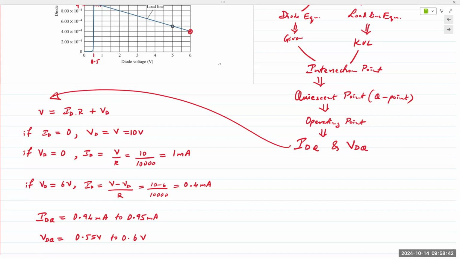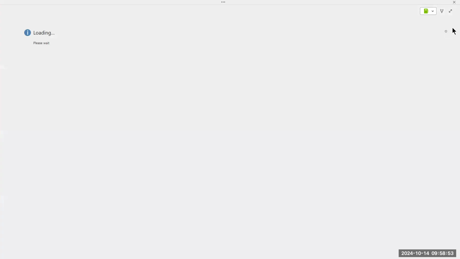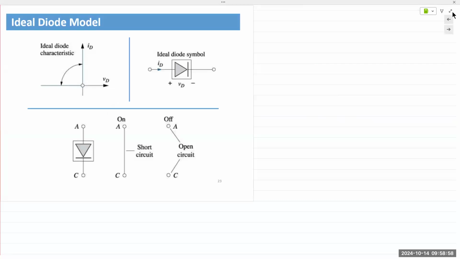Let's see, a couple of minutes left. I want to introduce the ideal diode model. So any questions before I move on? Okay, let's talk about this. Not the mathematical model, but the ideal diode model. In the ideal diode model, we make an assumption that the diode does not require any extra voltage to turn on. It's ideal. A real diode has a built-in potential, 0.6 to 0.7 volts, right, for silicon.